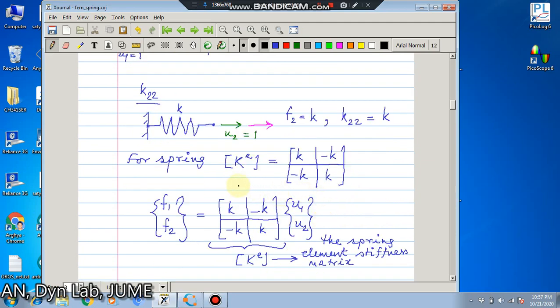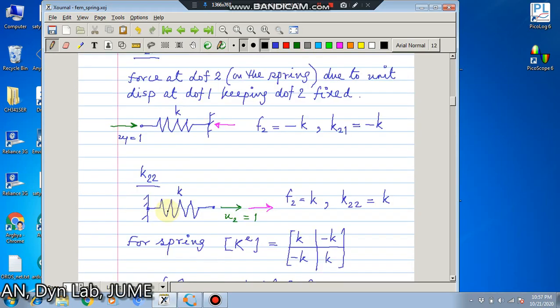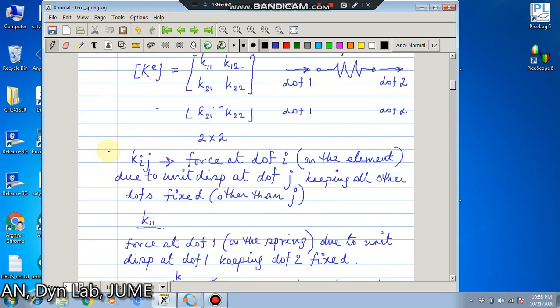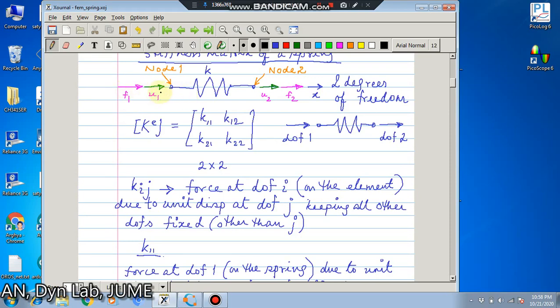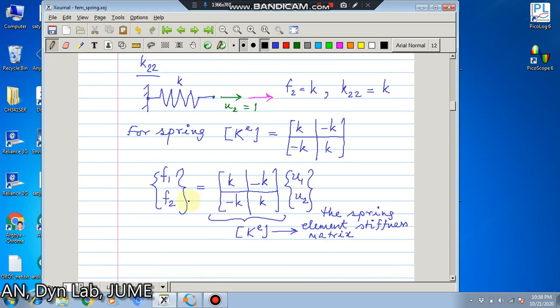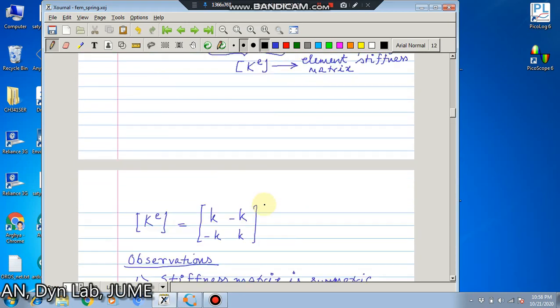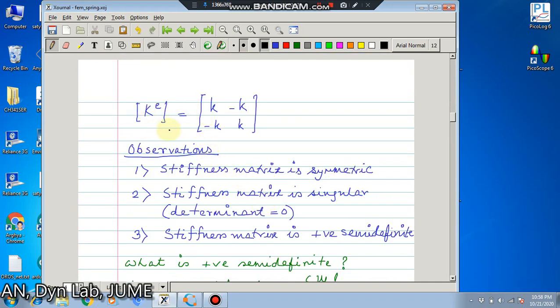This is the stiffness matrix, meaning F1 and F2 is K into U1 and U2. That means F1 is K11 U1, or K into U1 minus K into U2, and F2 is minus K into U1 plus K into U2. So this is the stiffness matrix which relates the force at the 2 degrees of freedom to the displacement at the 2 degrees of freedom. This is called the element stiffness matrix of the spring.